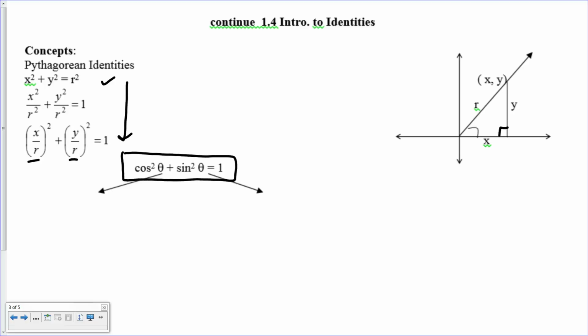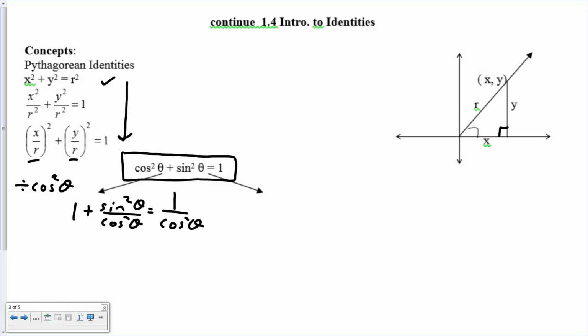At this point, I'm going to get a few more boxes, a few more big pieces of information with the Pythagorean identities. And so the first thing that I'm going to do is divide through by cosine squared theta. If I were to do that on both sides of the equation, what do I get? I'm going to get 1 plus sine squared theta over cosine squared theta equals 1 over cosine squared theta.